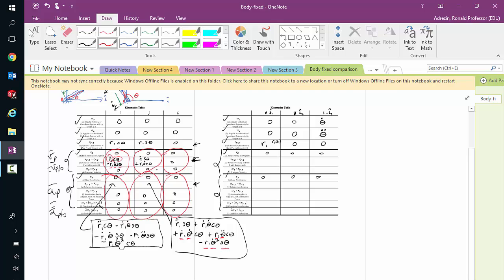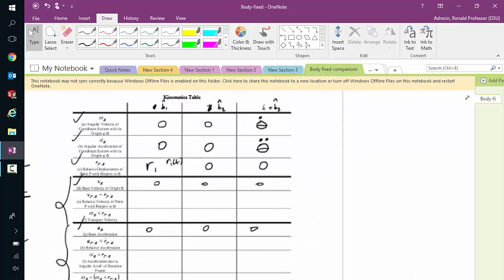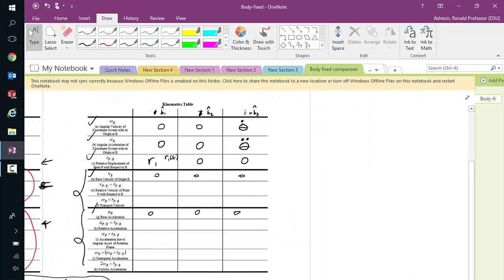Now let's take a look at the kinematics table for body fixed. See what that looks like. So let me zoom in here. And again, so our unit vectors are b1, b2, and b3 or k is the same. So let me look here and just take a derivative to get here, and another derivative to get here.